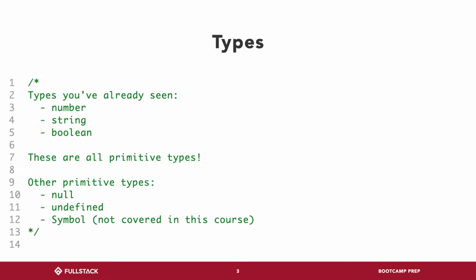So types you've already seen. You've seen numbers, strings, and booleans. These are all primitive types. Other primitive types are null, undefined, and symbols. Symbols are not covered in this course. Don't worry about it. I don't use symbols during my work life, so that just goes to show you don't really need to worry about them, okay?